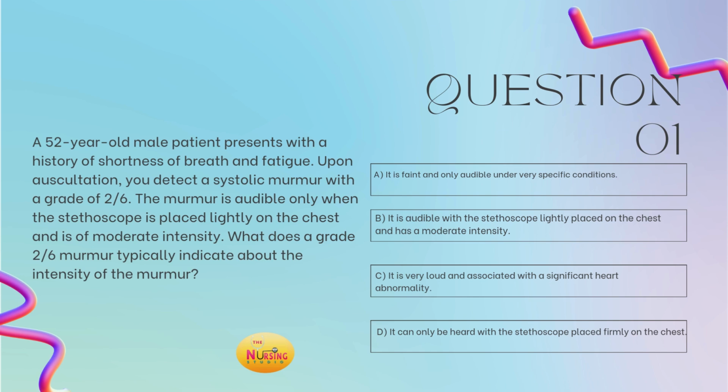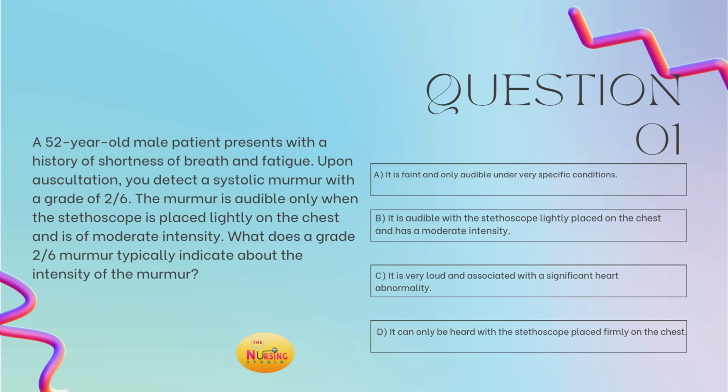Question number one states a 52-year-old male patient presents with a history of shortness of breath and fatigue. Upon auscultation, you detect a systolic murmur with a grade of 2 of 6. The murmur is audible only when the stethoscope is placed slightly on the chest and is of moderate intensity. What does a grade 2 of 6 murmur typically indicate about the intensity of the murmur?